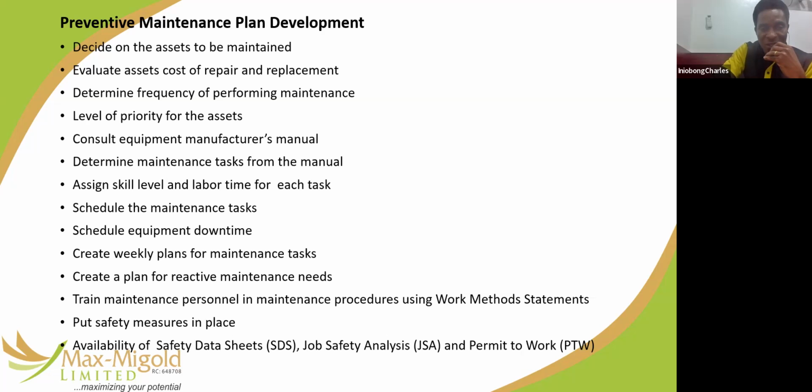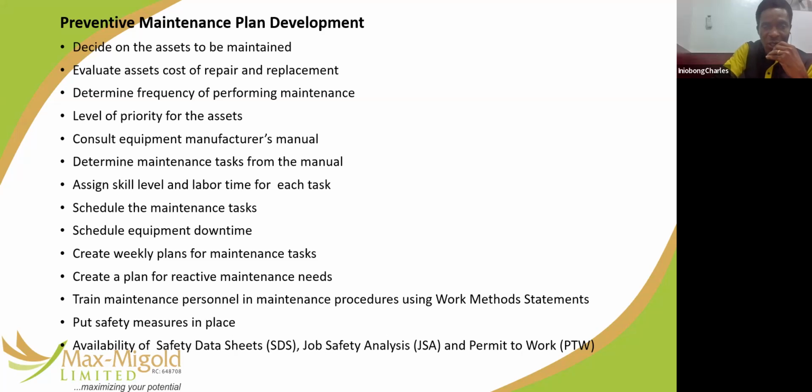Train maintenance personnel in maintenance procedures using work method statements. This is also very important. You may say, oh, I am a technician, I know it all. But when new equipment is in the facility, you need training to be able to do your work very well, to be able to maintain that asset the way it should be maintained.